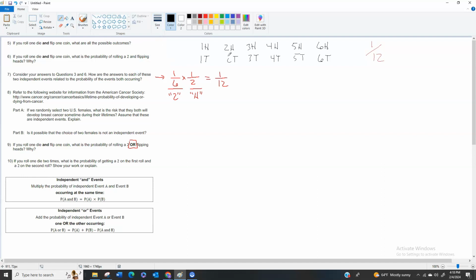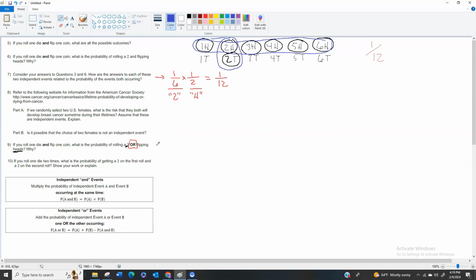So in this case, if it's got a 2 or it has a heads, we're going to count it. So in this case, we've got these two twos, or flipping a heads, well, that's all of these. Or if we wanted to do it kind of in one fell swoop, we could have circled it like this. Here's all the heads. And here's all the twos.